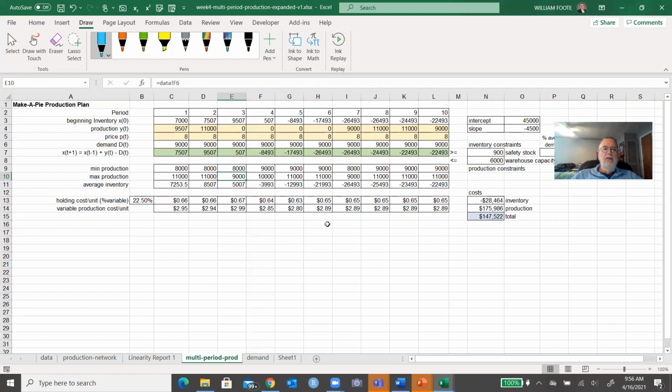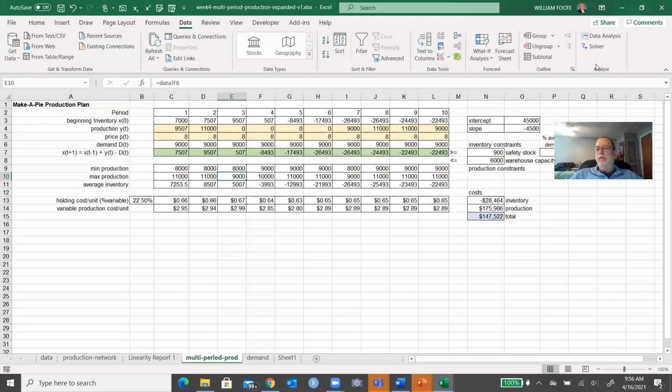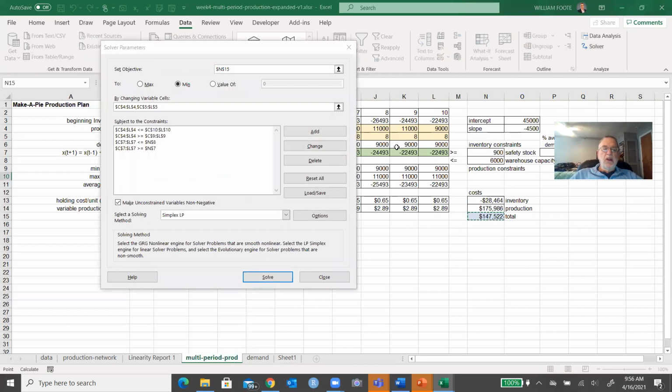So let's go back and see if we can fix this. Solver. There we go. Instead of Simplex LP, take GRG Nonlinear, gradient reduced.